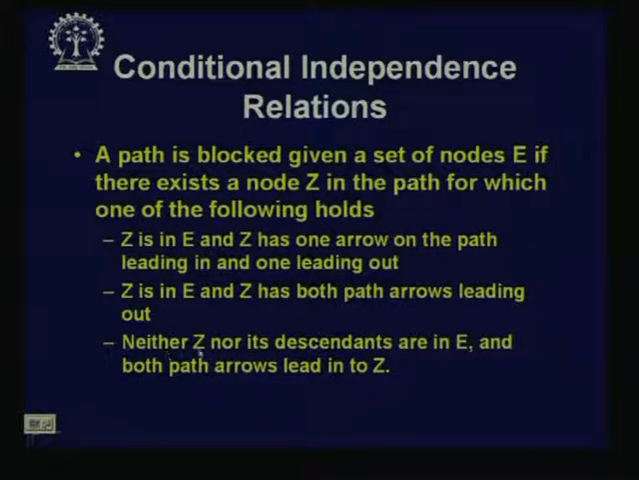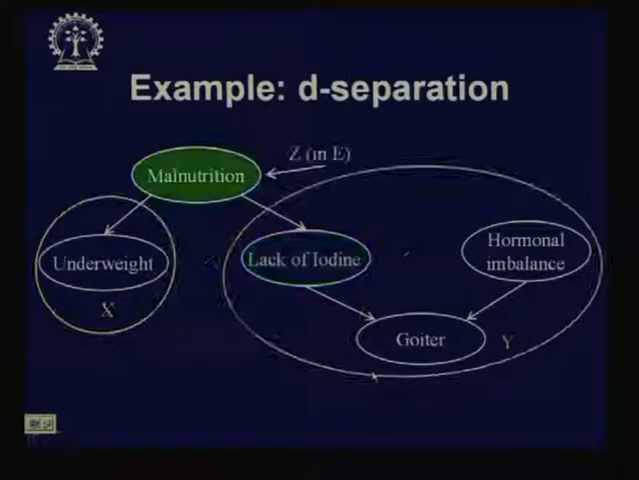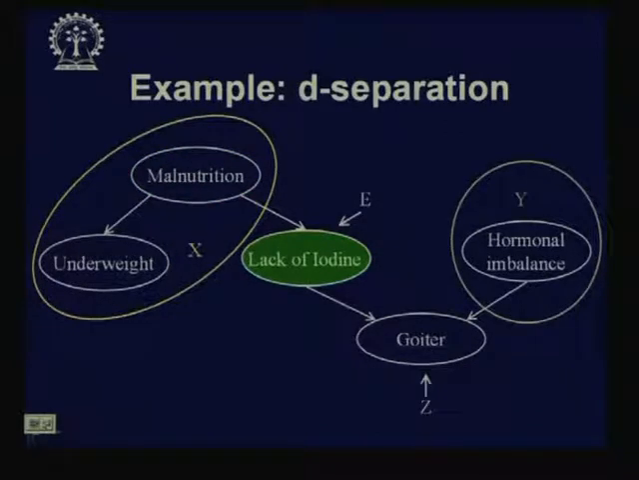The third case is neither Z nor its descendants are in E and both path arrows lead into Z. So, that Z is the sink, both the path arrows are coming to Z. This is the case. Although this is the evidence, the blocking node is this Z, which is separating out. Why? Both the path arrows from these clusters are coming into this goiter. So, goiter is blocking out these two. So, there is no dependence between these.